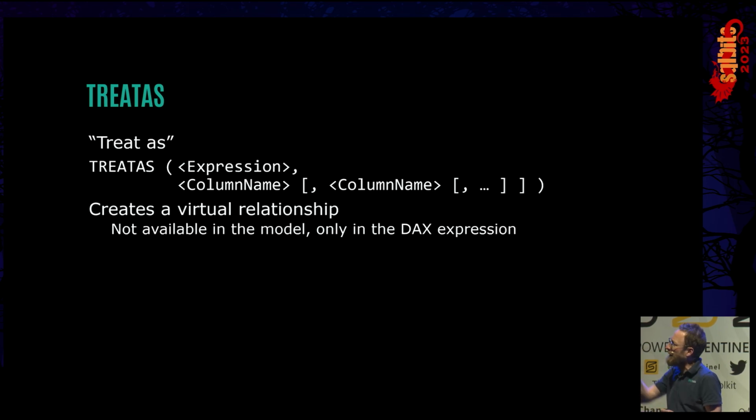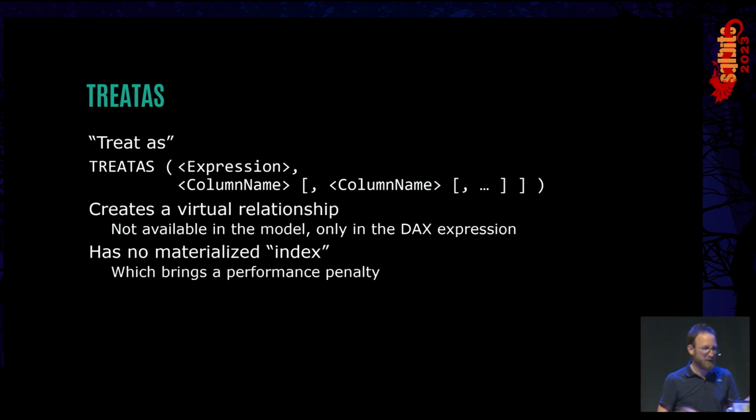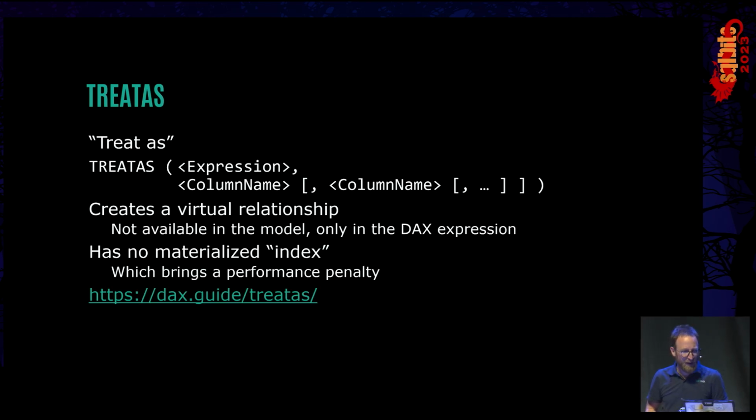So if you don't have a relationship, that means that this index is not there. So potentially TREATAS will be slower. So use this with care. That's the important thing here because there's no materialized index. And you can find out about TREATAS, of course, at DAX Guide.